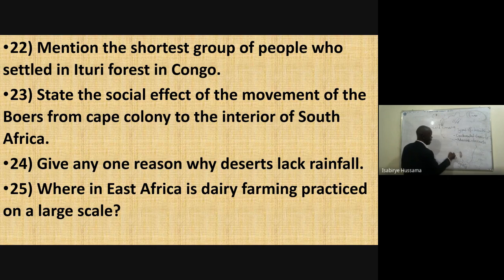Now, the child will ask, teacher, one example of a marine desert. That is Namib Desert. Namib Desert in Namibia is a marine desert. Kalahari Desert in Botswana is a continental desert. Sahara Desert in the north of Africa is a continental desert, and it's the hottest desert in Africa.